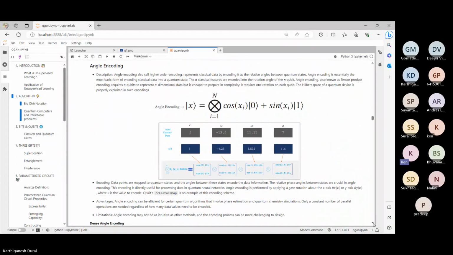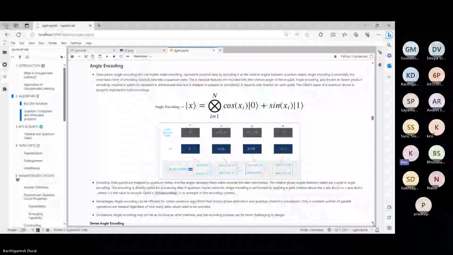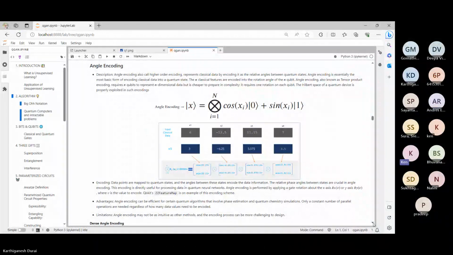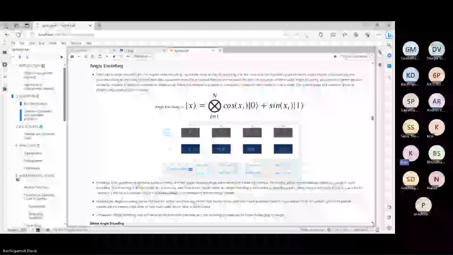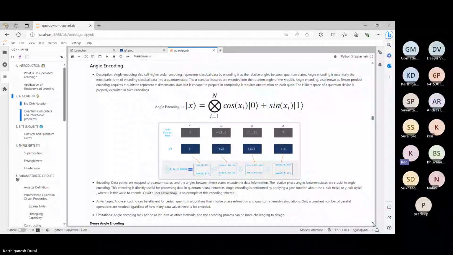So angle encoding is probably by far one of the best encoding schemes, as in it utilizes the space much more efficiently. Also called higher encoding, it represents classical data by encoding it to the relative angles between the quantum states. And we could see this here with our cos xi and sin xi.